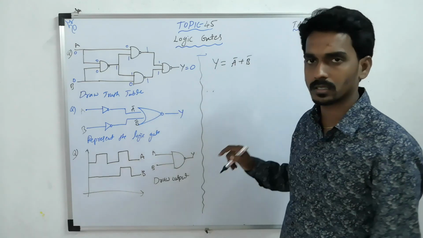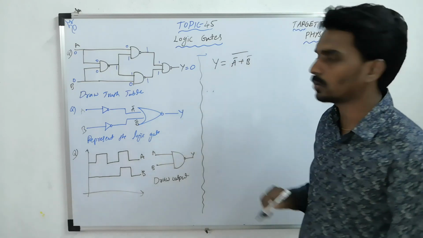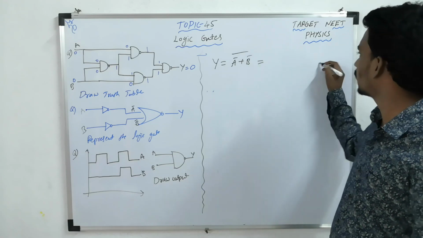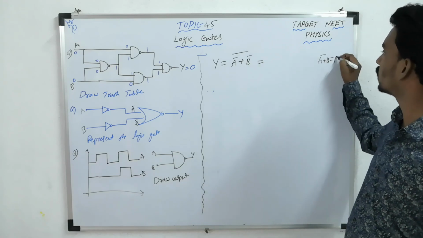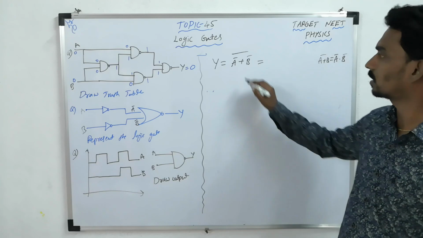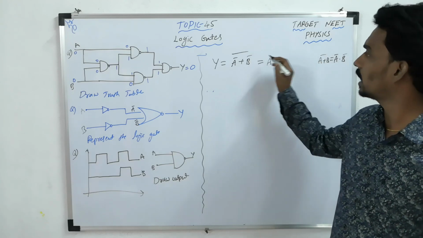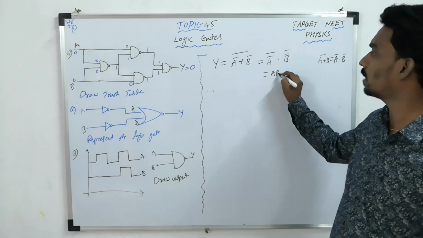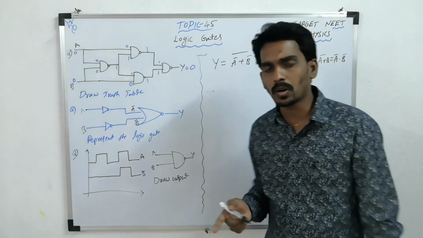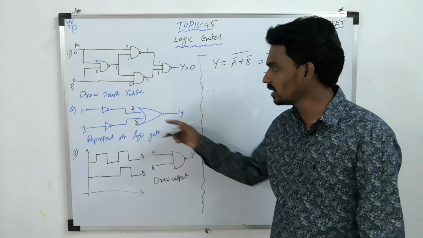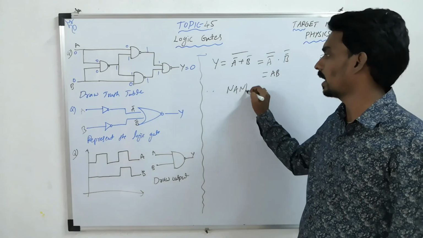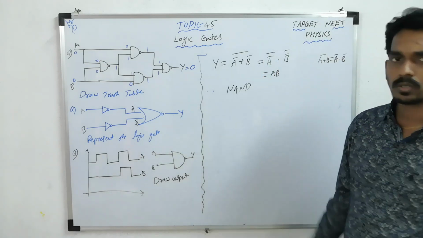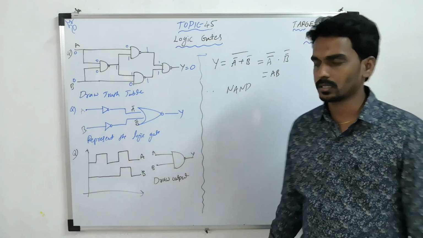OR means plus. But one more NOT is connected, so bar. Just now we have seen that we can write A plus B whole bar equal to A bar dot B bar. But here, in place of A bar, A bar whole bar dot B bar whole bar is nothing but AB. But AB is nothing but what gate? NAND gate. So this is how they can ask you to represent what gate it represents.